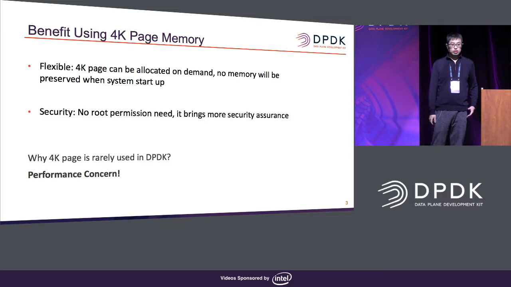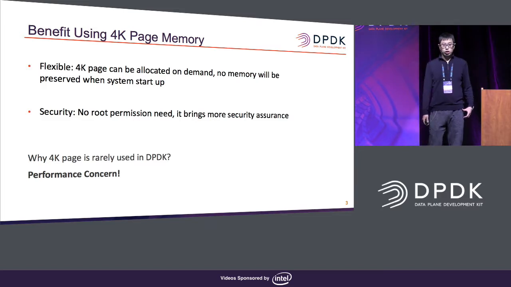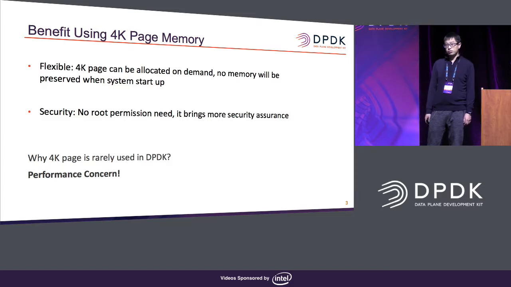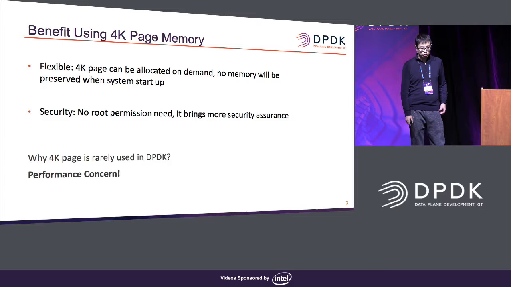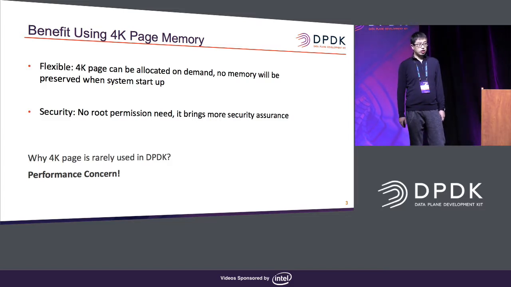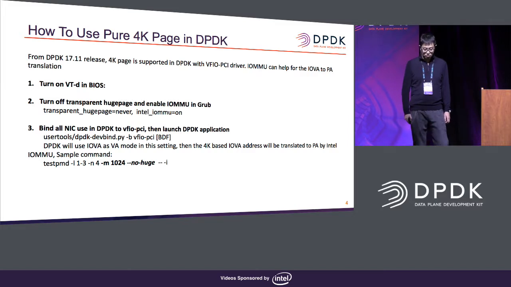The second reason is security. Now almost all DPDK applications are run in root mode. So if we bring 4K page to DPDK, it's possible we can run DPDK applications in non-root mode, and it will bring us some security assurance. But now why is 4K page still rarely used in DPDK, even though we introduced it in DPDK 17.11? I think the main reason is the performance.